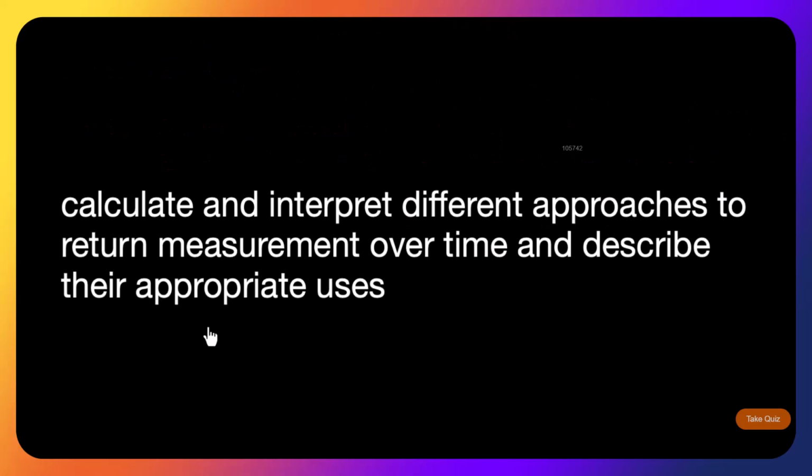Next, learning objective, calculate and interpret different approaches to return measurement over time and describe their appropriate uses. Let me draw your attention to something that I want you to start paying attention to. Look at the keywords. We have a calculate and interpret. CFAI sticks very closely to the keywords in the learning objective, which means if they were going to test you on this particular learning objective, it will involve some form of calculating or some form of interpreting.